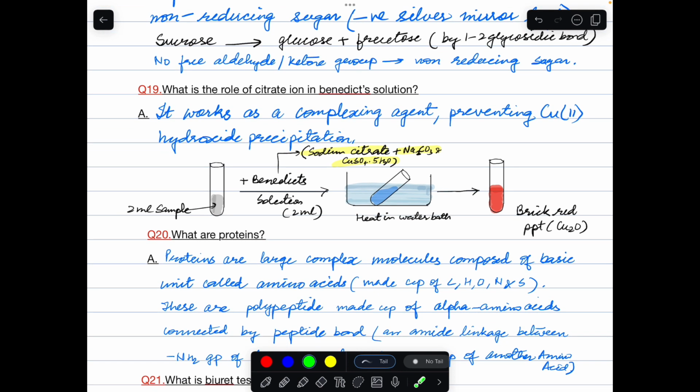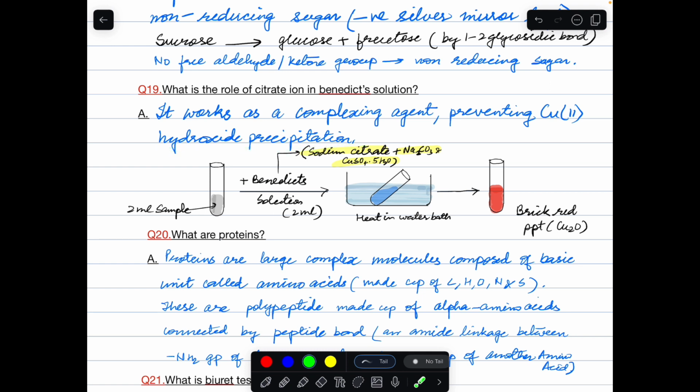So these citrate ions work as a complexing agent which will prevent copper(II) hydroxide precipitation. Why? Because if you get a copper(II) hydroxide precipitation, then we will not be getting this Cu2O formation, and you will not be getting the positive test for sugar, that is, you will not get bright red precipitates. So to avoid this, your citrate ion will be preventing this copper(II) hydroxide precipitation.